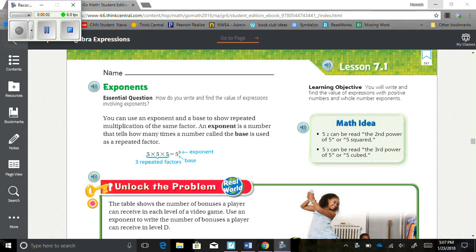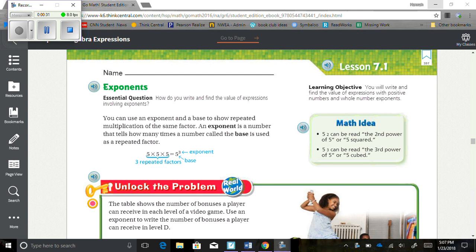Hey, today we're going to be talking about Chapter 7, Lesson 1 and 2. We're going to combine those lessons because most of you already have learned the exponent, so that's going to be a quick review before we get into Lesson 2. For Lesson 1, our objective is you will write and find the value of expressions with positive numbers and whole number exponents. So how do you write and find the values of expressions involving exponents?